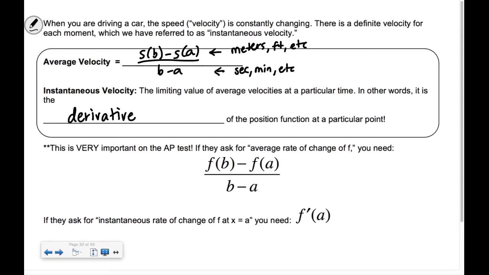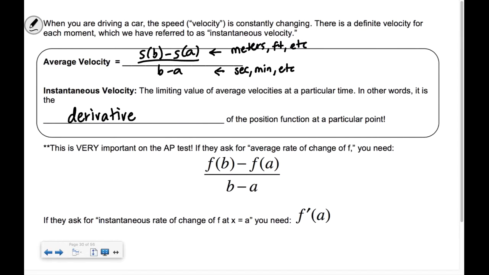S prime of B minus S prime of A? Nope, it's S of B. Yeah. No, for the instantaneous, it's not subtracting, it's just S prime of whatever. S prime of whatever your value is. So not an endpoint, but like S prime of 2 would be an example.